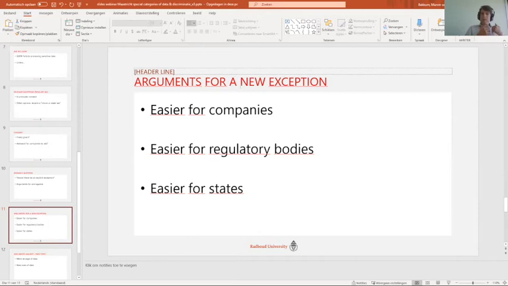The arguments for that we found in the literature were mostly from the non-discrimination literature, of course. It's easier for companies to test their AI against discrimination. It's also easier for regulatory bodies to check if the AI of a company discriminates, and it's also easier for states to keep track of the fight against discrimination, so more statistically. These are three arguments we found, but we value any input you have on more arguments, of course.